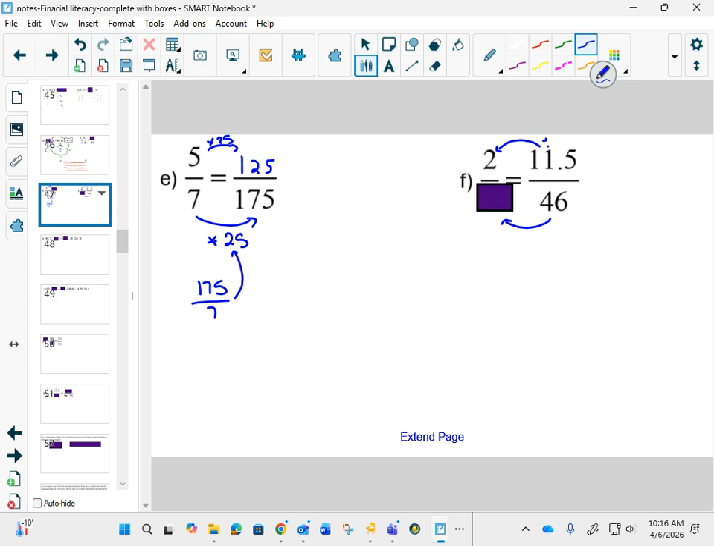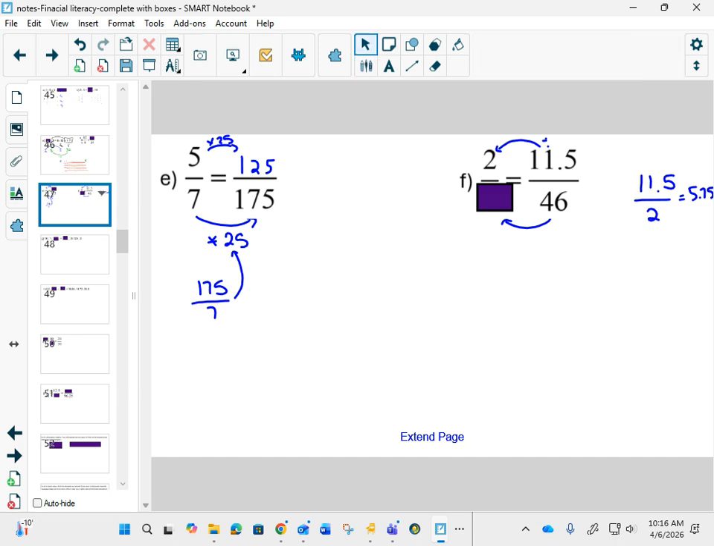Whatever you divide by to go back is the same as what you're multiplying by to go forward. If I take 11.5 and I divide it by 2, I'm going to get 5.75. Okay, 11.5 divided by 2, I get 5.75. So 2 times 5.75? Check it out.